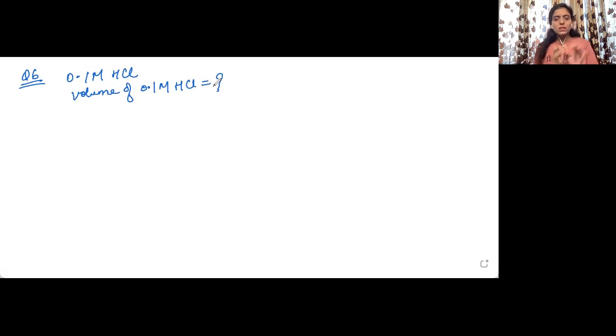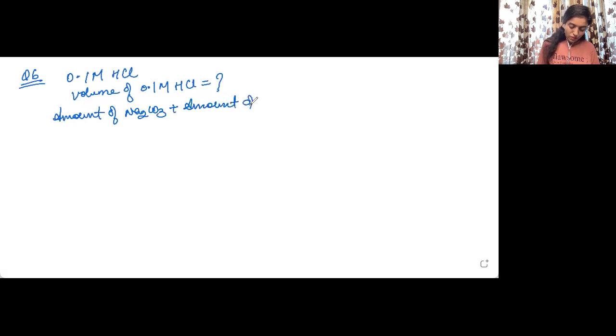So equimolar means equal number of moles. If we say that two things are equimolar, this means they have equal number of moles. Now the total amount is amount of sodium carbonate plus amount of sodium bicarbonate is equal to 1 gram. Total we have been given. Now we need to find out exactly what is the amount. Okay. Now we can just write.